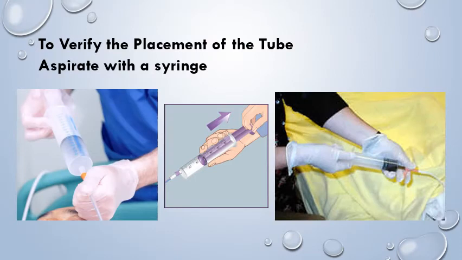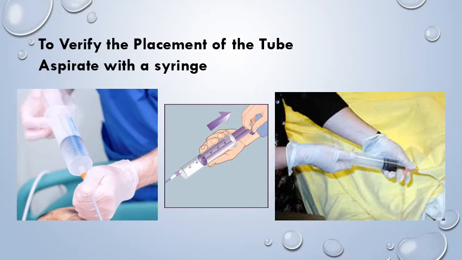The final way you may be asked to verify placement of the tube is to aspirate using a syringe. The delegating licensed nurse will provide specific instructions if you need to do this task. Attach a 60 cc syringe to the end of the tube. Aspirate a small amount of gastric contents through the tube into the syringe. Aspirate simply means you put the syringe in the tube and draw back on the plunger.